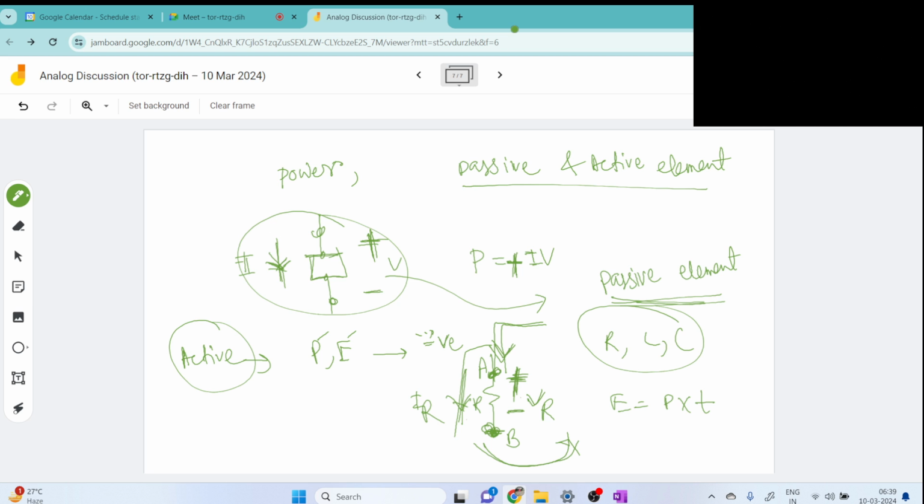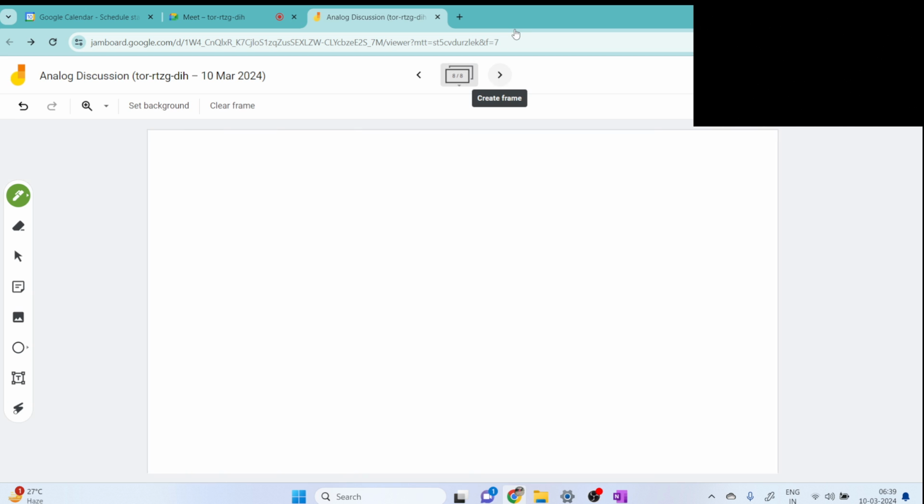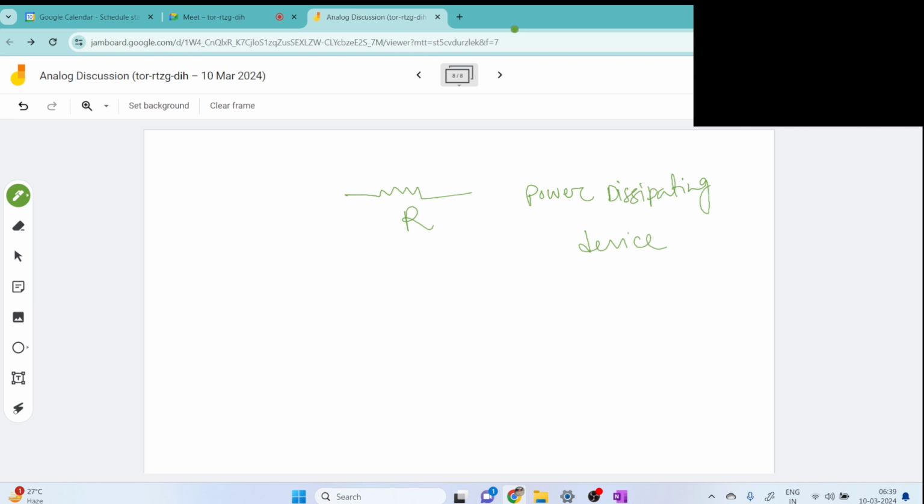But you will see, we know that, okay, go to the next page. This is also called a power dissipating device. Dissipating. Power dissipating device R, because it dissipates power in I square R form, or V square by R form.